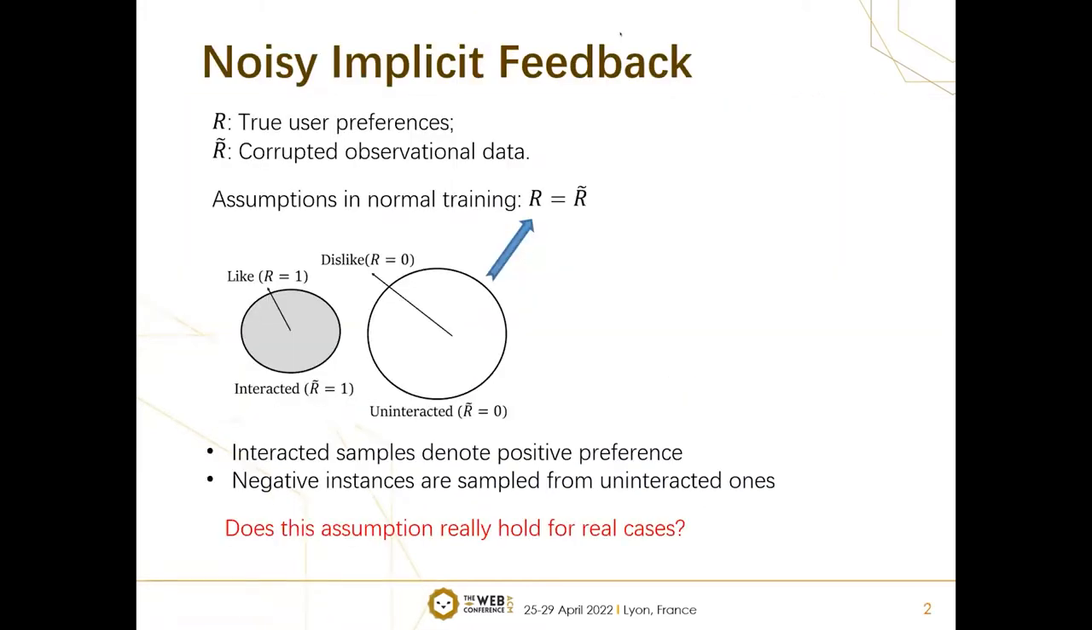To begin with, I need to talk about noisy implicit feedback. We denote the true user preferences as R and the corrupted observational data as R tilde. In normal training, we assume that R equals R tilde, as shown in this figure, which means interacted samples denote positive preference, and the negative instances are sampled from uninteracted ones. So this setting might raise the question: does the assumption really hold in real cases? And the answer is definitely no.